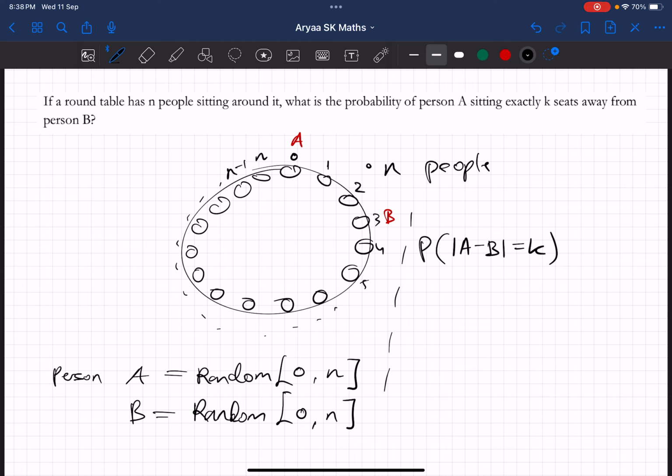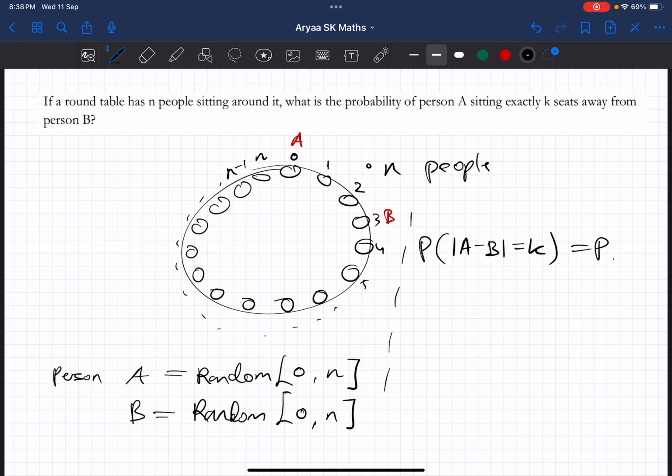And that's what we're trying to find. Probability person A sits exactly k seats away from person B. Yeah, this is what we want.